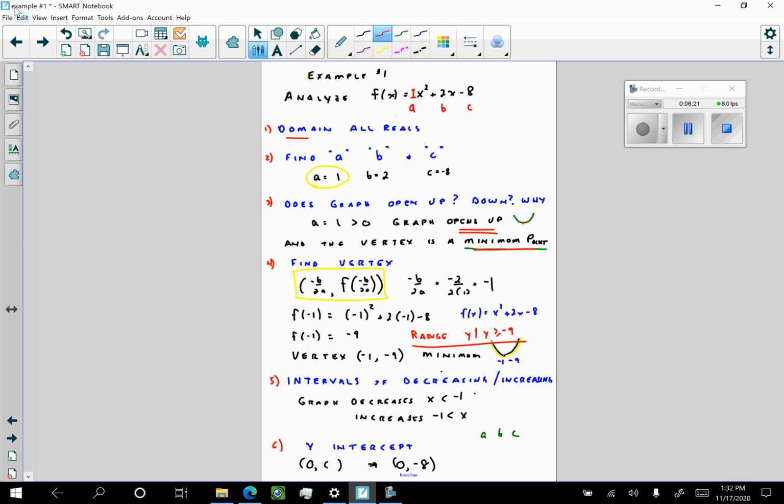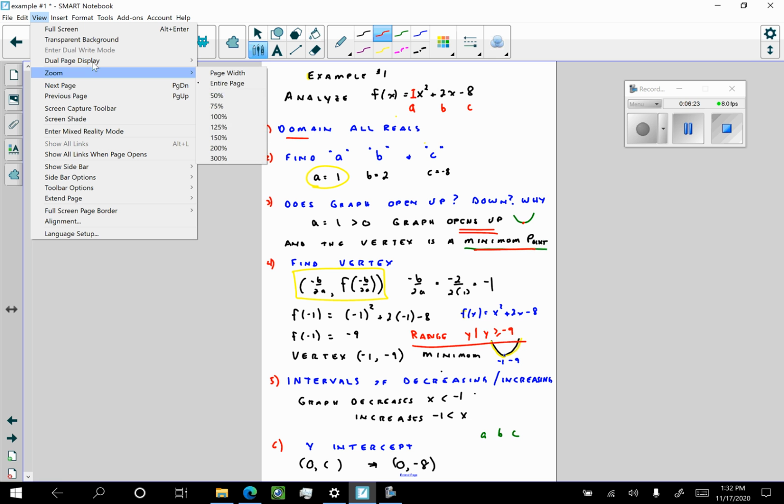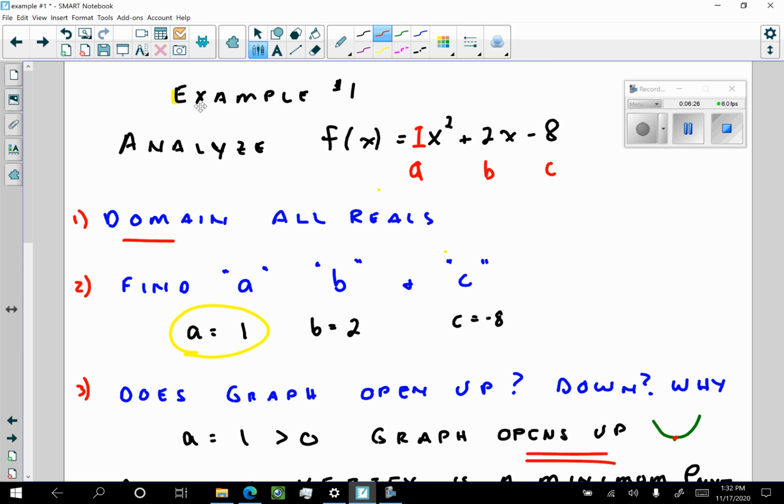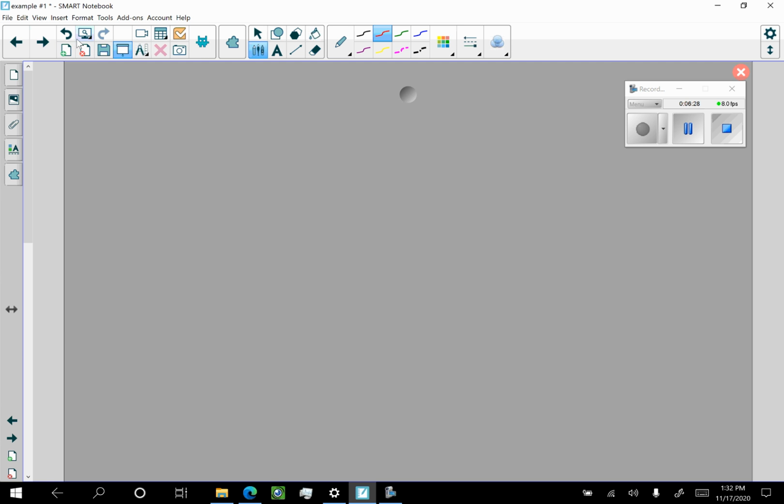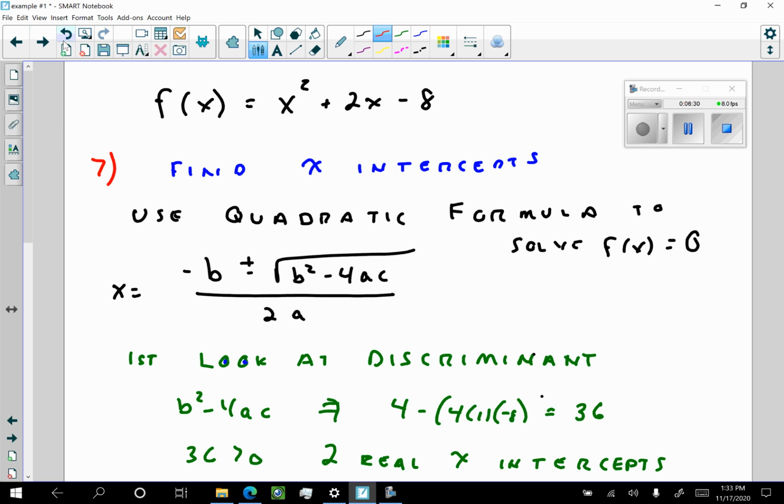Okay, let's zoom back out and finish this problem. We don't have a whole lot more work. I'm going to put my revealer on and go to the next page.